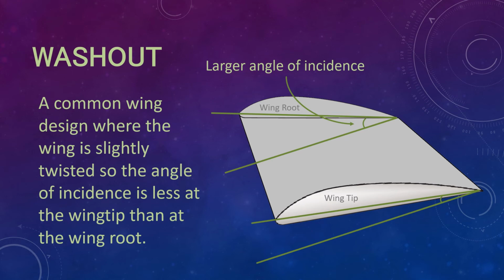The wing will stall closer to the airplane first, which helps give the pilot warning of an impending stall before the wingtips stall. Like most of the terms we're covering in this video, we'll get into more detail in other videos. For now, just remember that washout describes the fact that the wing is twisted very slightly, so that the angle of incidence is less at the wingtip than at the wing root.